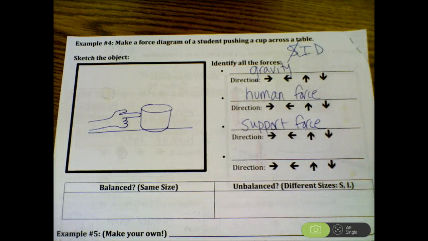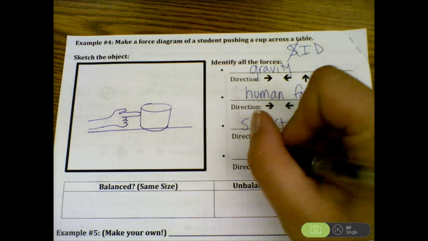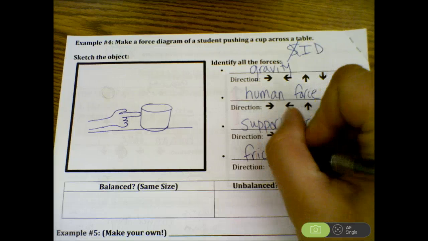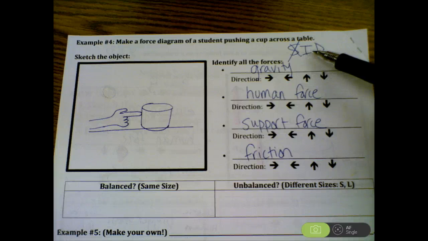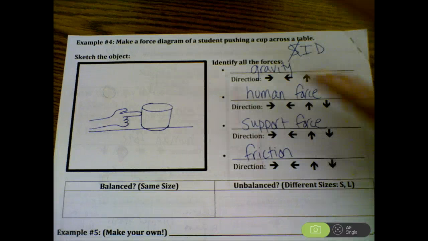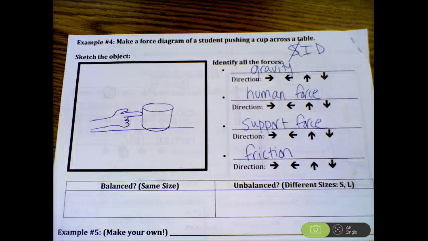And as the person slides the cup across the table, it is rubbing on the table. So therefore, we also have friction. This is very similar to when you slid the box across the table in the demonstration lab. So the next thing we need to do is identify the forces. Again, we need to make sure that they're identified on our picture, otherwise it does not count.